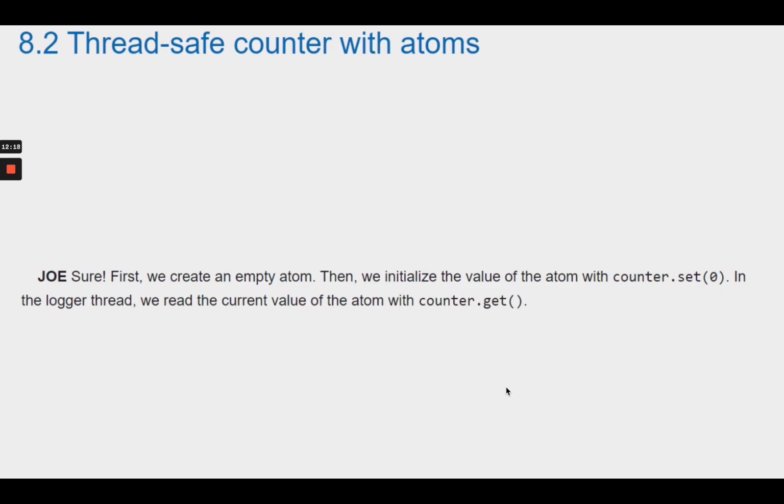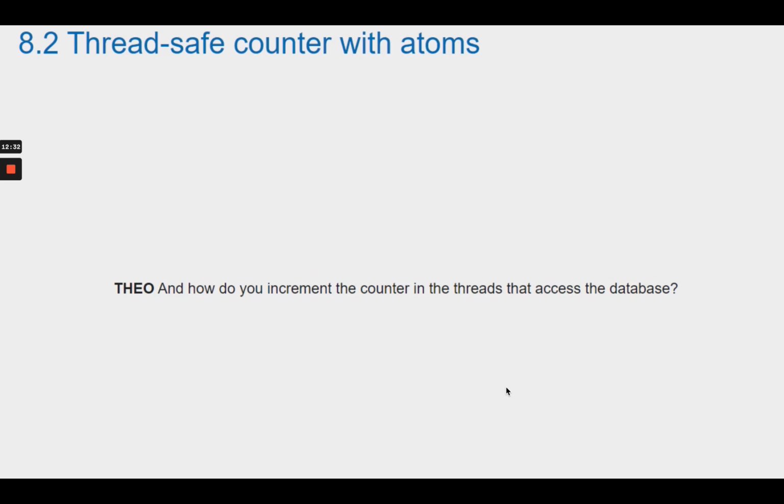Joe: Sure. First, we create an empty atom. Then, we initialize the value of the atom with counter.set with 0. In the logger thread, we read the current value of the atom with counter.get. Theo: And how do you increment the counter in the threads that access the database? Joe: We call swap with a function that receives x and returns x plus 1.